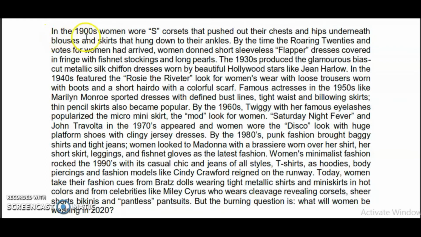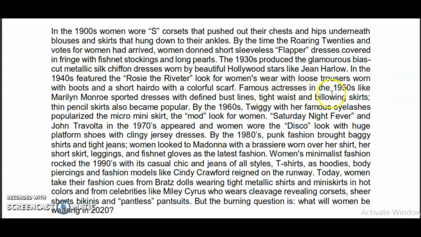In the 1900s, women wore corsets that pushed out their chests and hips underneath blouses and skirts that hung down to their ankles. By the time the Roaring Twenties and votes for women had arrived, women donned short sleeveless flapper dresses covered in fringe with fishnet stockings and long pearls. The 1930s produced the glamorous bias-cut metallic silk chiffon dresses worn by beautiful Hollywood stars like Jean Harlow. The 1940s featured the Rosie the Riveter look for women's wear with loose trousers worn with boots and a short hairdo with a colorful scarf.